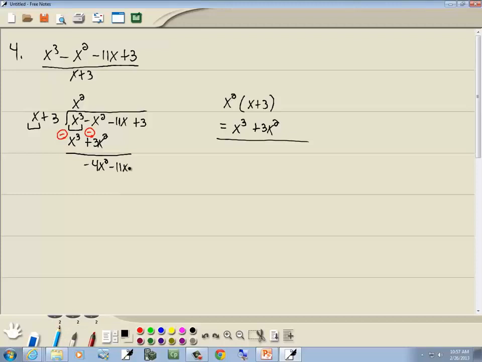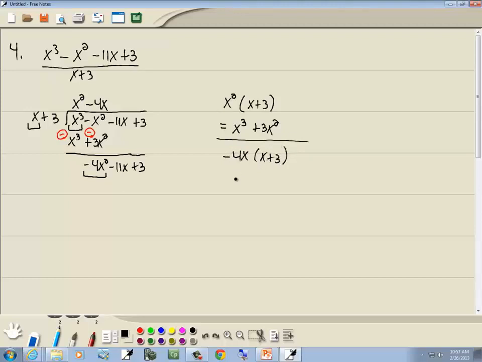So we've got minus 11x plus 3. Now again, we look at the first term of each, decide what to put up on top. We ask ourselves, what times x gives you negative 4x squared? And that'd be negative 4x. Whatever you put up on top, you multiply by what's on front. So we're going to take negative 4x times x plus 3.